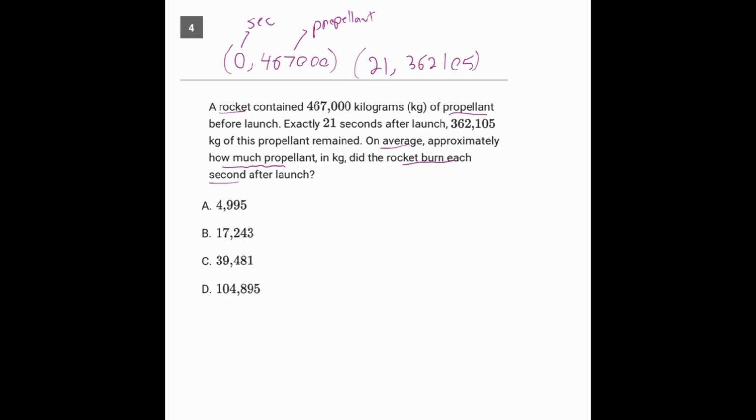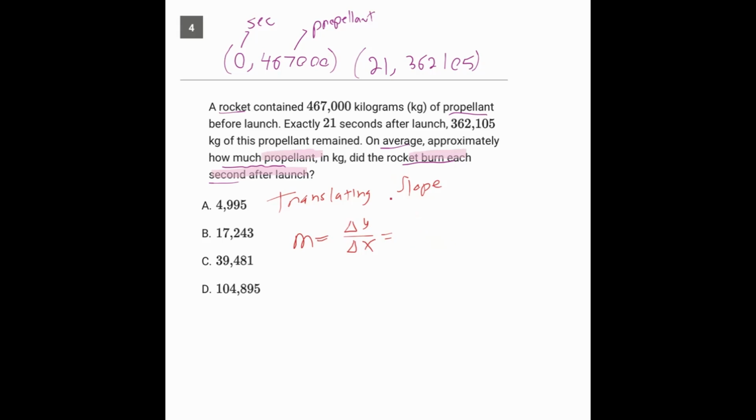Now that statement right there, what's the amount of propellant being burned each second? To me, that sounds like slope. But if I'm a student who's not quite sure, there's a way to test that out. And we call this translating slope. So in translating slope, you say to yourself, well, slope, that's your change in y over change in x. And then you substitute in what the question's talking about.